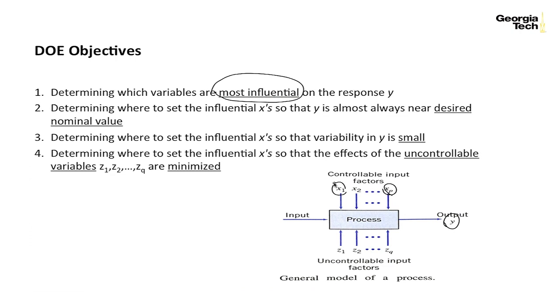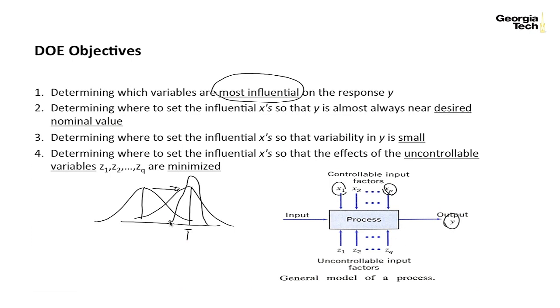The third objective is determining where to set the influential x's so that the variability of y is small. Let's say this is the distribution of y, and this is the target or nominal value. We want to find x's which move the distribution of y onto target, and at the same time find values which reduce the variance, because we know that variance is also related to quality.